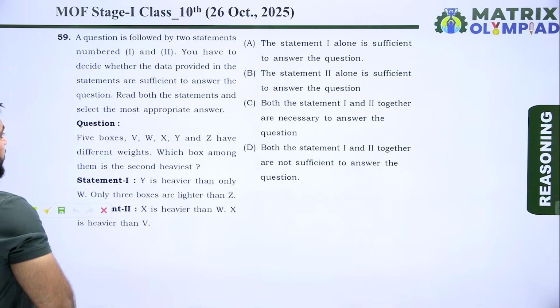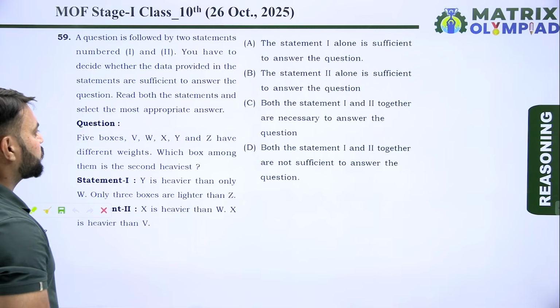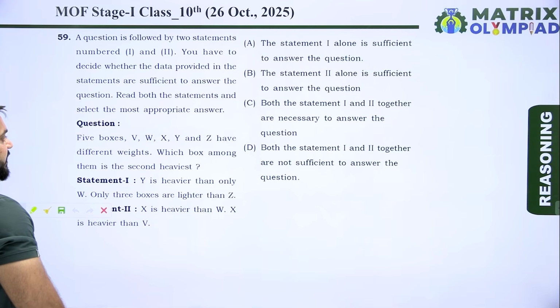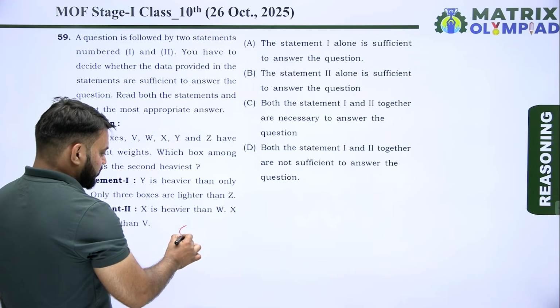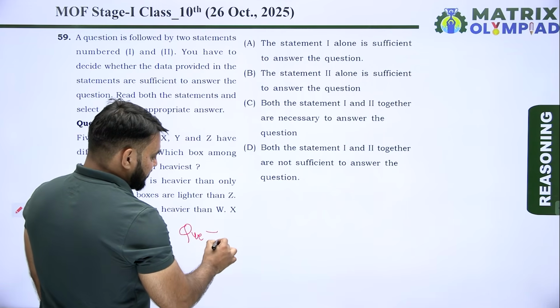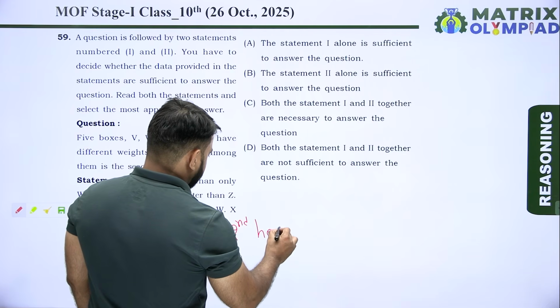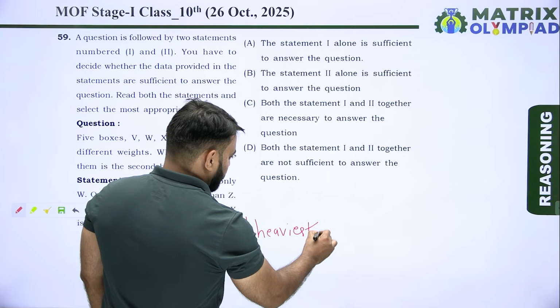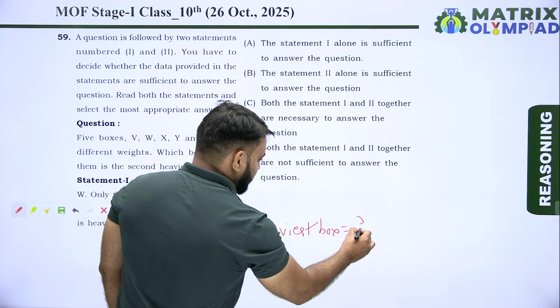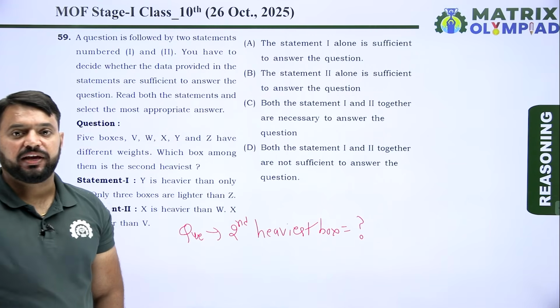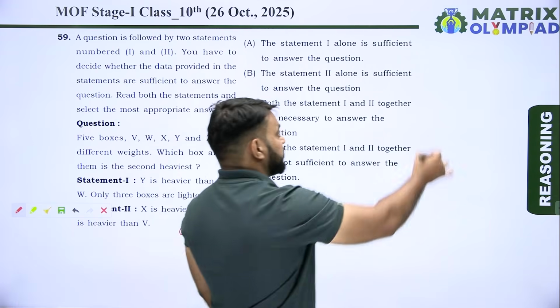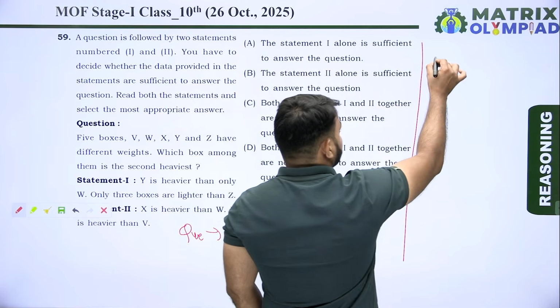So now the question is: 5 boxes W, V, X, Y and Z have different weights. Which box among them is the second heaviest? So now the question is to find the second heaviest box. दूसरा सबसे भारी बॉक्स आपको फाइंड करना है. So we have two statements for this question. So first, taking both statements separately.